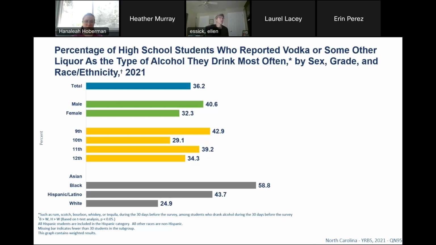The percentage of high school students who reported that they drank vodka or some other type of liquor as the alcohol that they drink most often when they do drink. 36% said that they use something like scotch, bourbon, whiskey, rum, vodka, if they drank in the 30 days before the survey. And then we looked at how many of those were males. So 40% of our males said that they drank that type of alcohol. You can see the other by grade level, and then our Black students, 58% of them, that was the choice of alcohol when they drank.